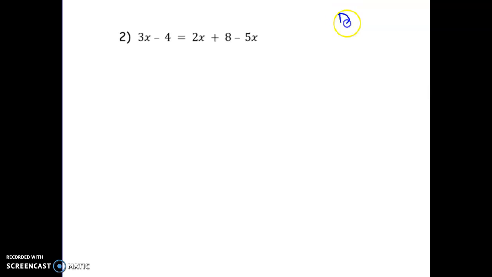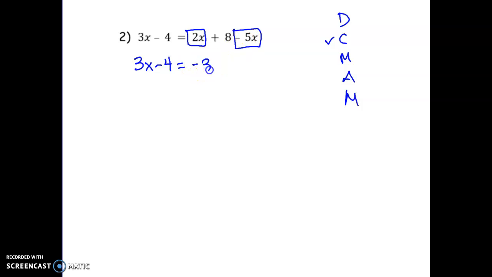So I'm going to think of my acronym DCMAM. Okay, I can't distribute anything. I don't have any parentheses, but I can combine my like terms. Because I'm combining on either side of the equation, I've got a 2x and I've got a negative 5x on the right side of the equation. On the left side of the equation, I can't do anything, so that's going to stay the same. The 2x minus 5x is negative 3x plus 8.